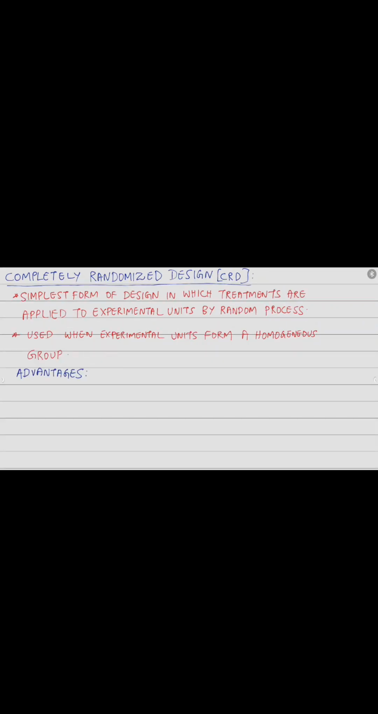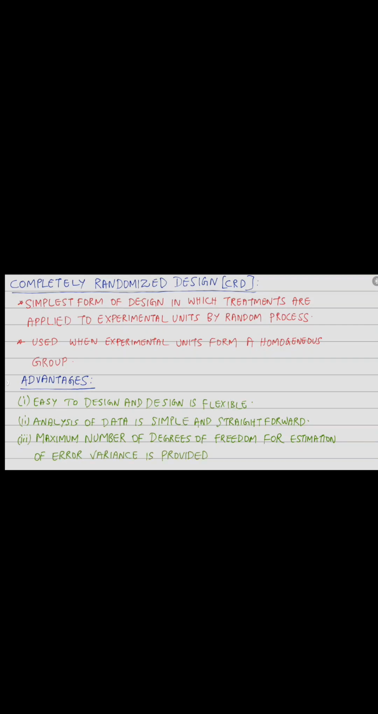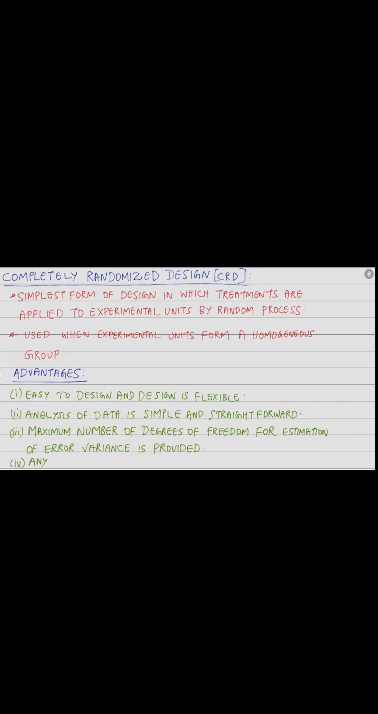The advantages of completely randomized design are that CRD is easy to design and flexible to use. Also, the analysis of data is quite simple and straightforward. Further, for estimation of error variance, the maximum number of degrees of freedom is allowed in CRD. The significance of one-way experimental design is that it permits any number of treatments and units per treatment.